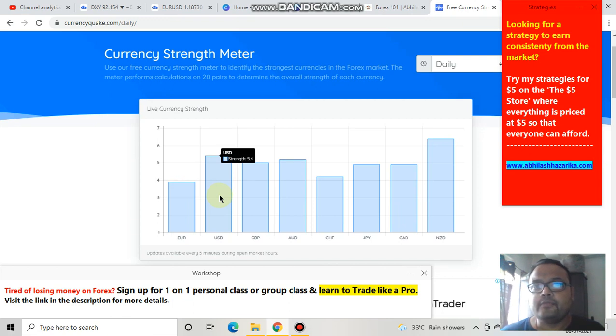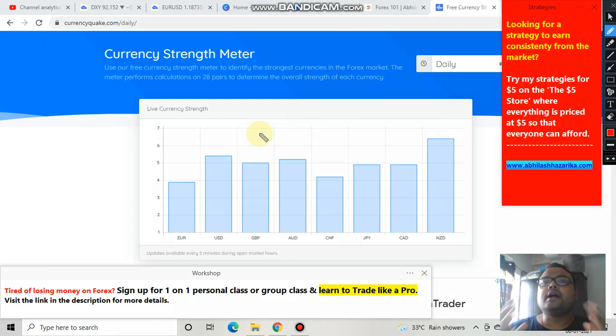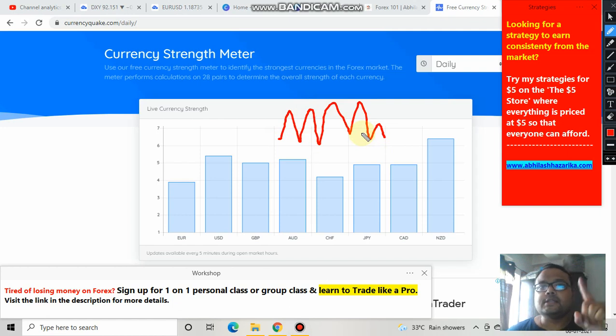And as I've clearly mentioned in my earlier videos, whenever you get a scenario like this, whenever you see that euro and USD are almost of equal strength, then there will be a sideways market. For a trending market, one currency needs to be strong and one currency needs to be weak. But whenever we get a scenario like this, we get a sideways market. And you can see on the chart that right now there is a battle going on between the euro and the USD.